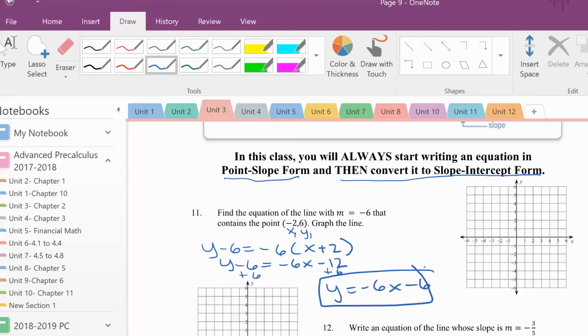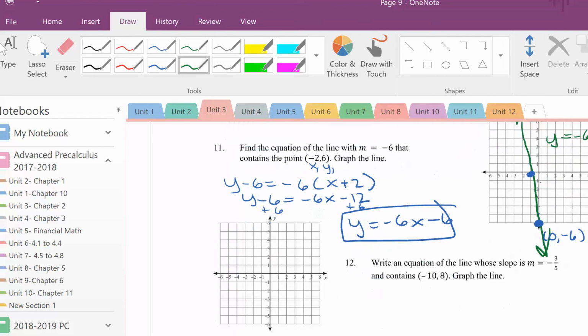To graph it, the y-intercept is -6, so we'll plot the y-intercept of (0, -6). And then the slope is -6, so that means you'd either go down 6 and over 1, or up 6, 4, 5, 6, and to the left 1. Because remember, it's a negative slope, so this line should fall from left to right. So there's y equals -6x minus 6.